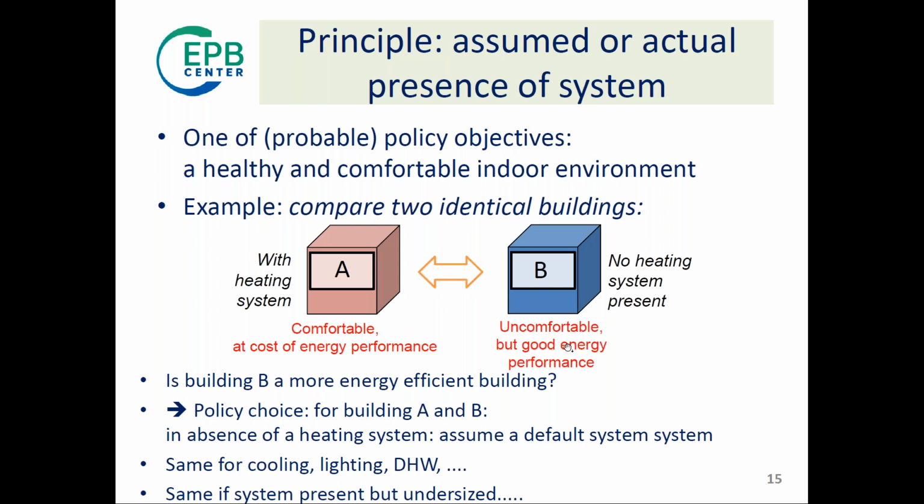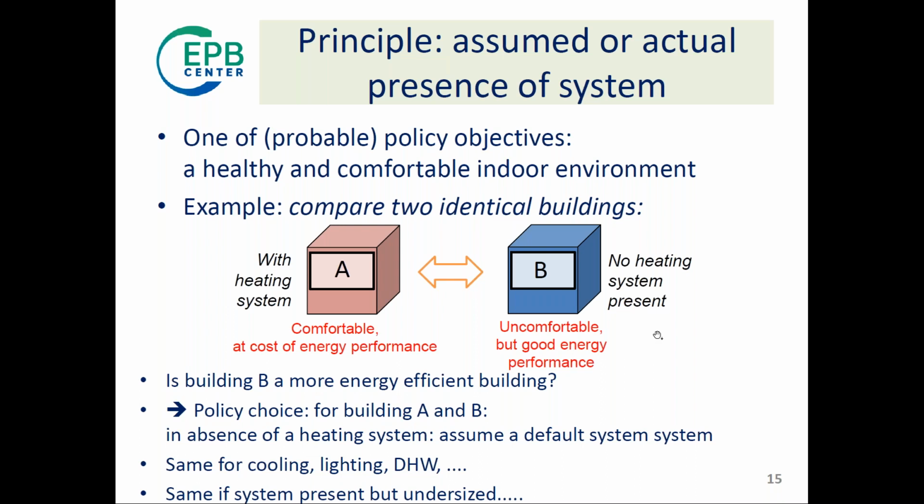Would get a high energy performance, and that's not what in most cases you would like to see. So in many cases, it's just assumed, the regulations say that you assume a default system. And the same could be done for cooling, for lighting, for domestic hot water. And not only if a system is not present, but it also goes if a system is undersized.